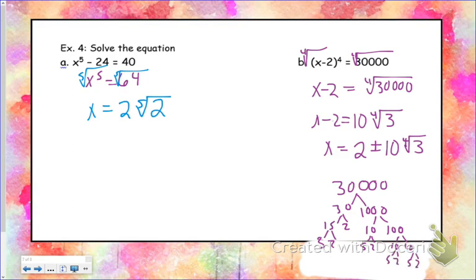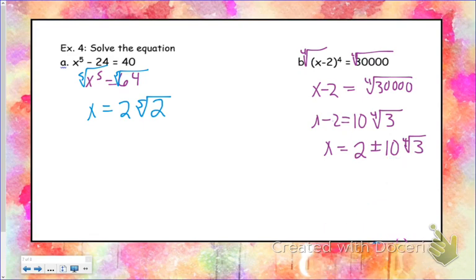Again, looking for sets of 4. So 1, 2, 3, 4. A 5 goes on the outside. 1, 2, 3, 4. A 2 goes on the outside. 2 is left over. So 5 times 2. Oops, that should be a 3, not a 2. Sorry, bad handwriting there. That was a 3. Sorry about that. But again, you do get the same value with your factor tree.